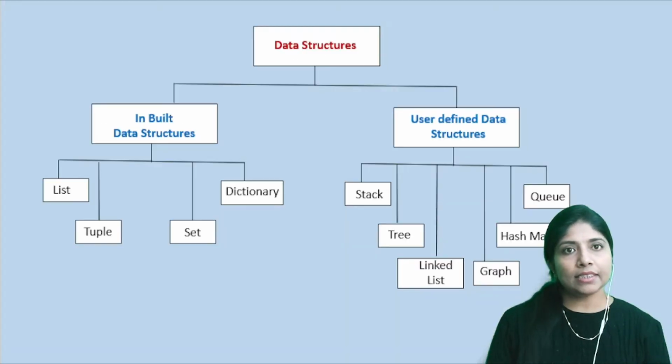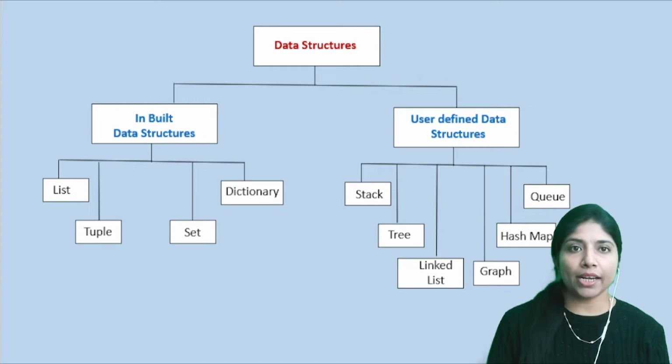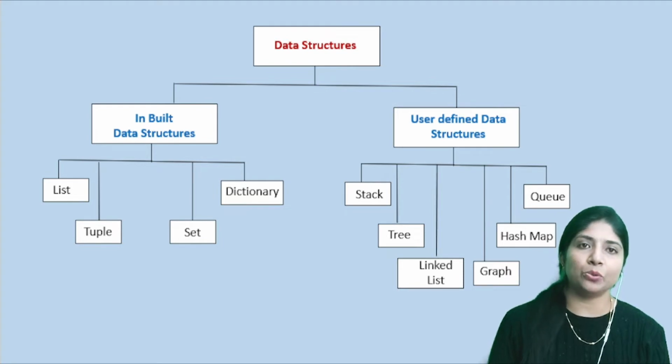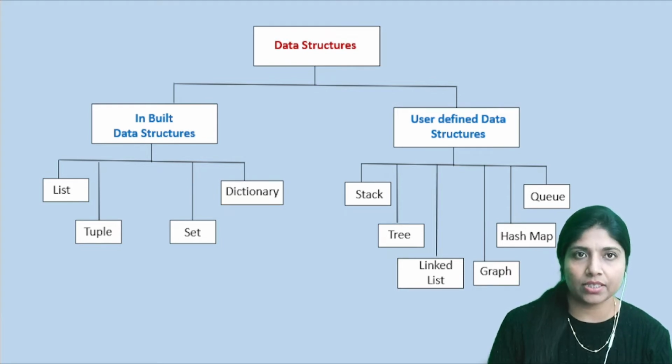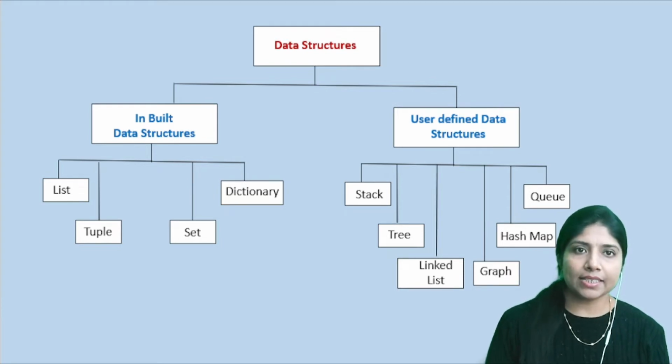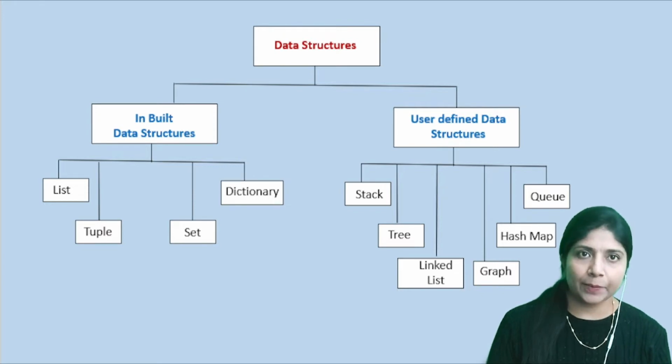In Python, the data structures are broadly classified into two units. One is inbuilt data structures, the other one is user-defined data structures. Inbuilt data structures means those which are already there in Python, which may not require an additional program to implement them. They are list, tuple, set, and dictionary.